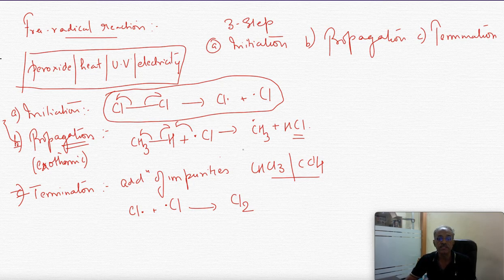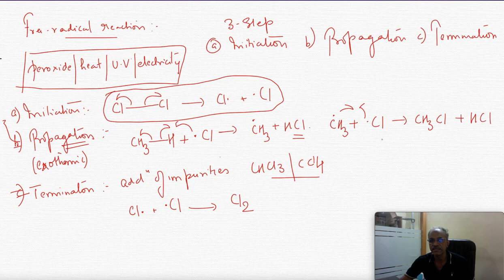Sorry, just a second, I forgot one more thing. This methyl free radical will react with another chlorine free radical. These two will react to form methyl chloride. So ultimately there will be formation of methyl chloride plus HCl, right? Now this basically is an uncontrollable reaction.